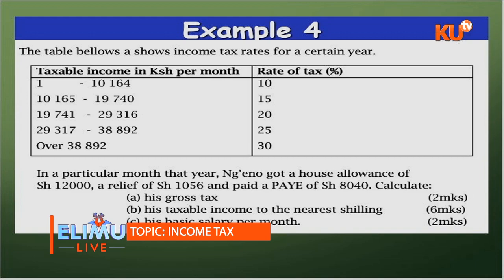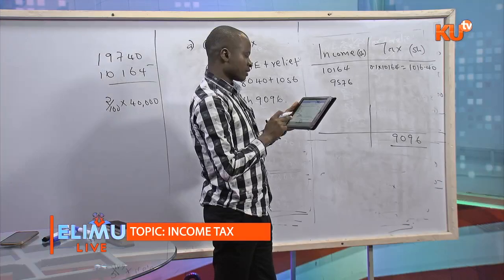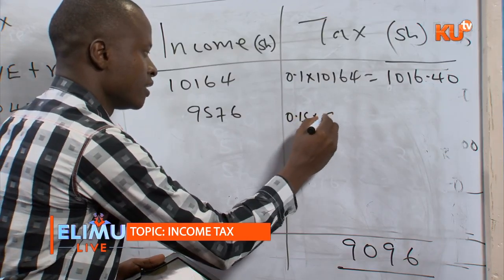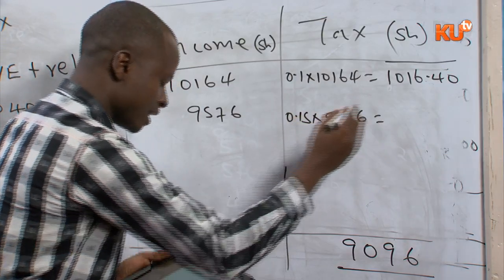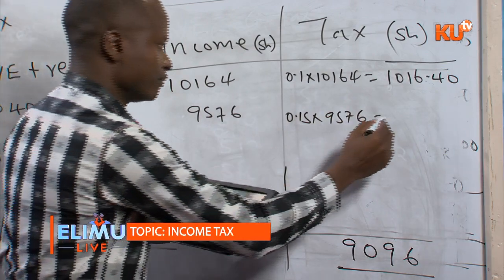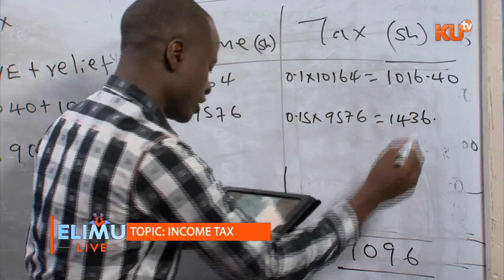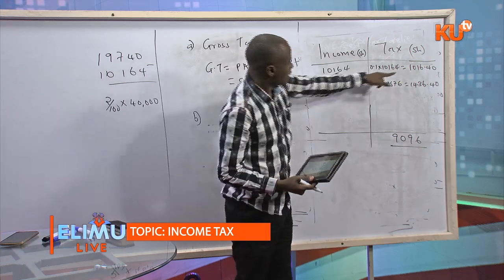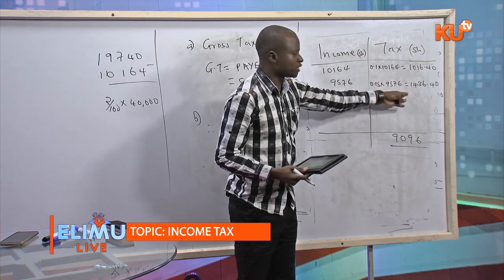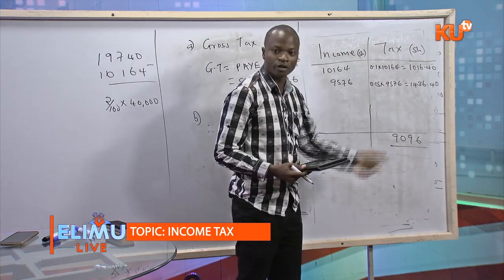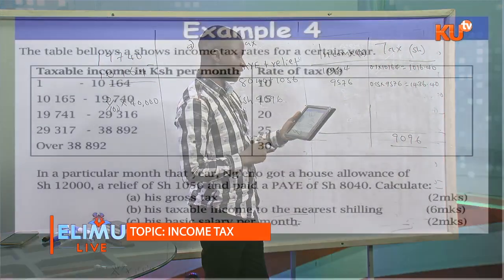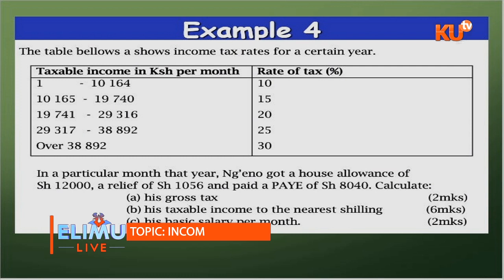So we take 95.76. At what rate? At 15%. So we shall have 0.15 times 95.76. And that should give us 1436.40. Again, try adding. This is 1,000, 1,000. This is just 2,000. From 9,000, we still have a lot. So we continue taxing. The next one, if you subtract 29,316 minus 19,740, you still get 95.76.